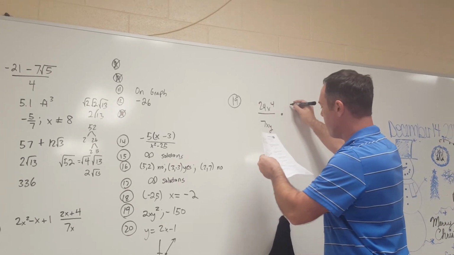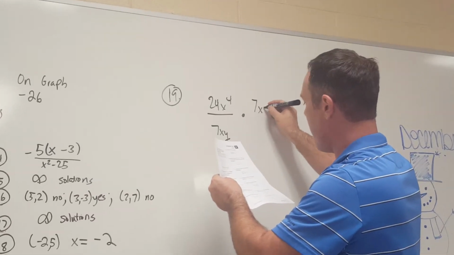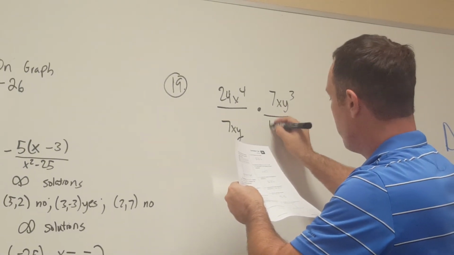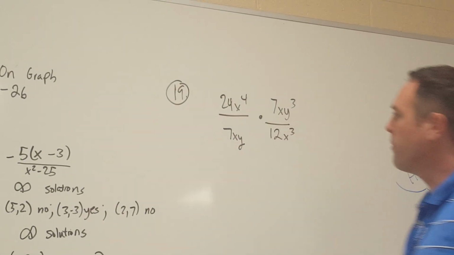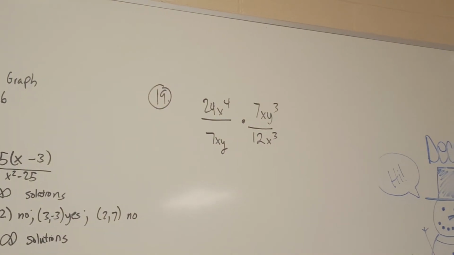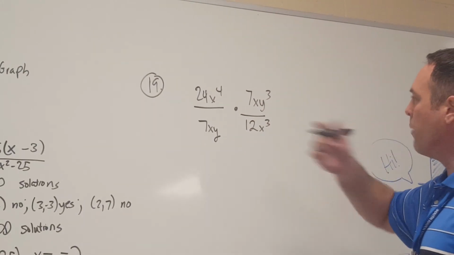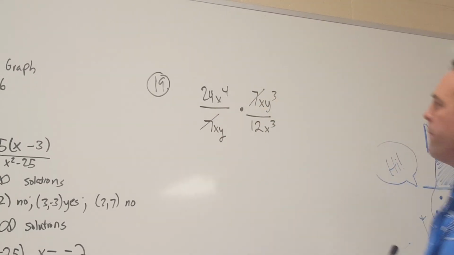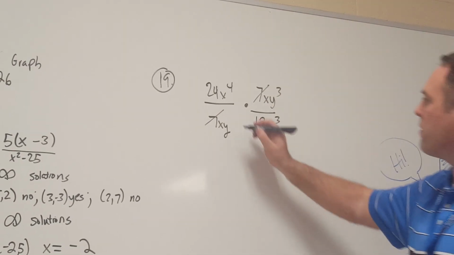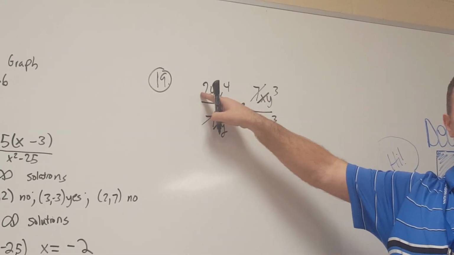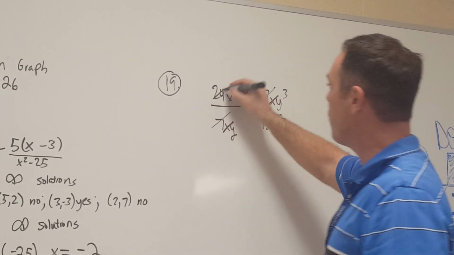Okay, change it into a multiplication, so this becomes 7xy cubed over 12x cubed. Now I can cancel any common factors in the numerator and denominator, wherever they are. 7's cancel, right? You've got an x here and an x there, that would cancel. 24 and 12 have a common factor, so that would reduce to 2.